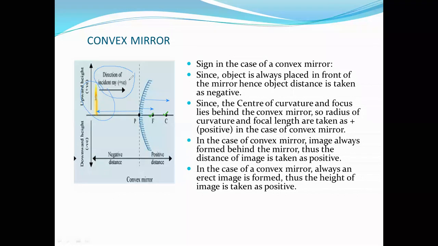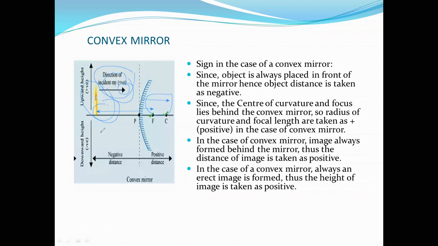Incident light, that is the direction of the incident light, and our arrows are also in the direction of the incident light. So anything which is measured along with the direction of light is taken as positive. And look at this arrow, this is an opposite direction of the direction of this incident light. So the value of object distance is taken as negative.